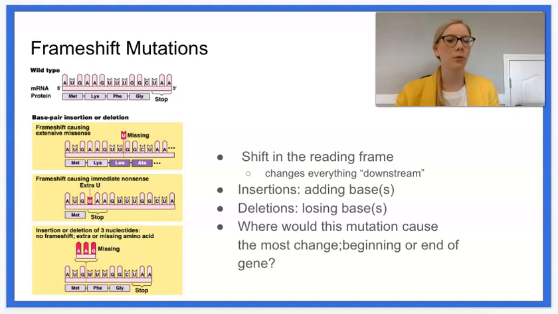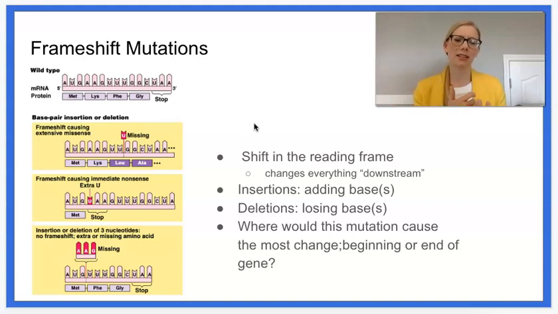The other type of point mutation I want to talk about is frame shift mutations. A frame shift mutation happens when we insert or remove a base, and we call it a frame shift because it's going to change everything in the reading frame downstream after that insertion or deletion has happened. Insertions will be adding a base into your DNA sequence. Deletions will be removing it, right?